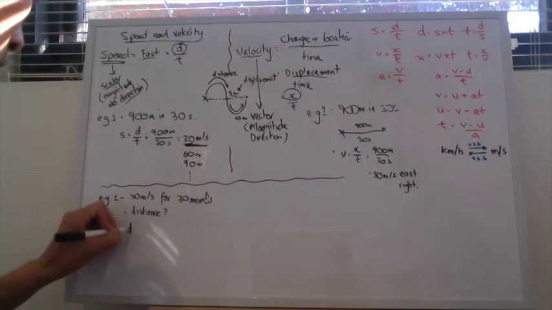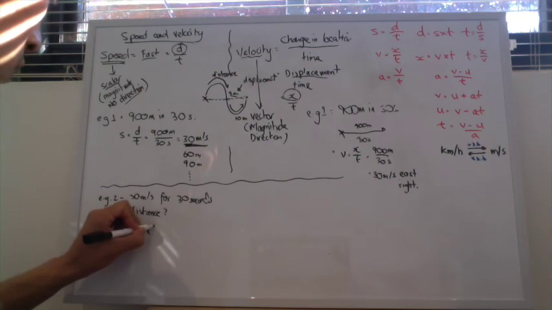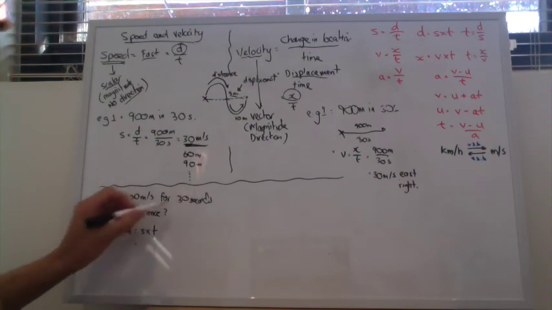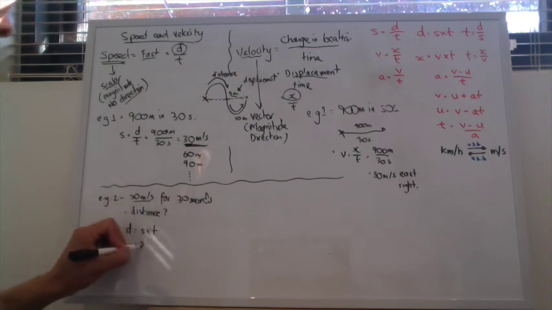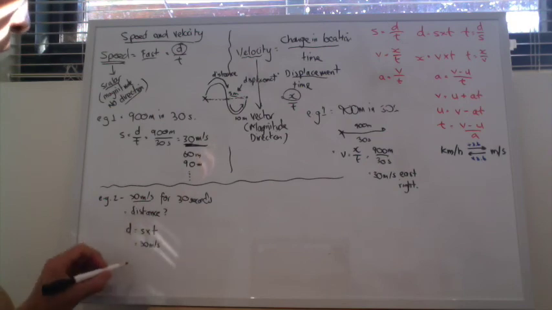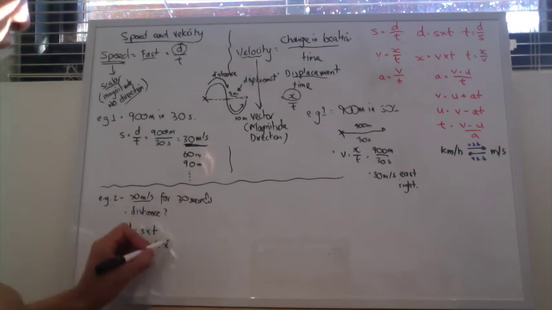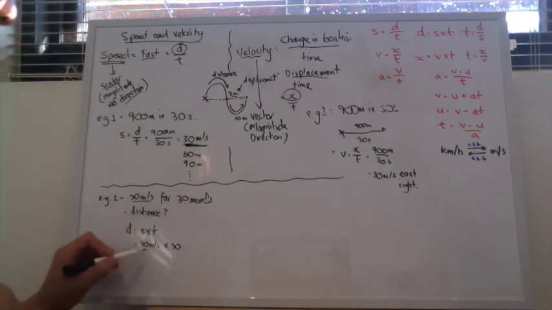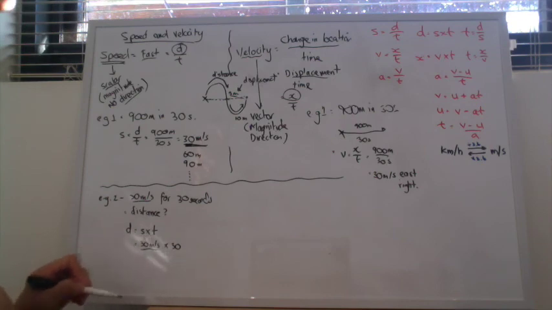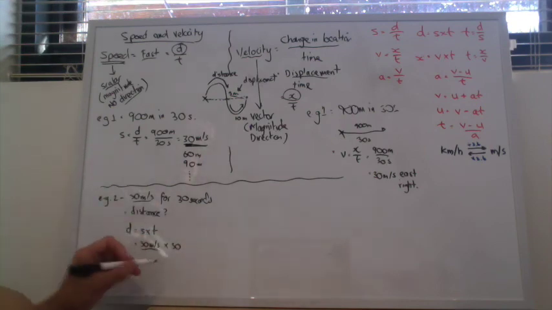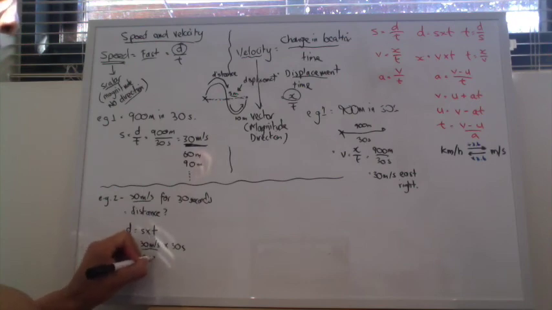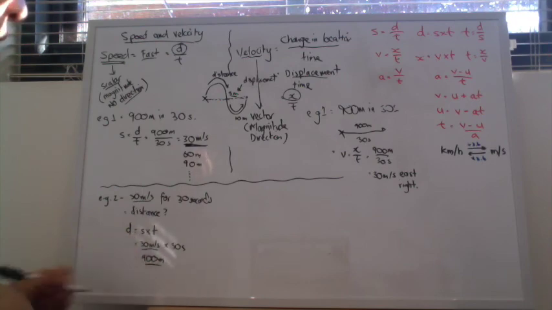So you go d equals speed times time, and the speed in this case is 30 meters per second, times 30 seconds. What I'm saying is that every second it moves at 30 meters per second. After 30 seconds, how far has it moved? Which equals 900 again, 900 meters in this particular case.